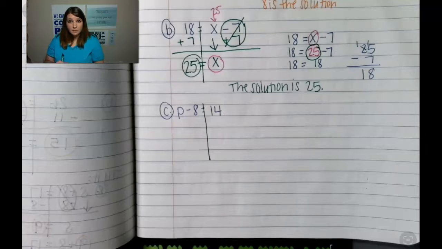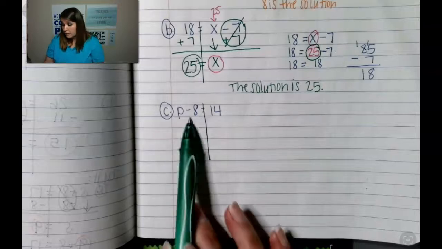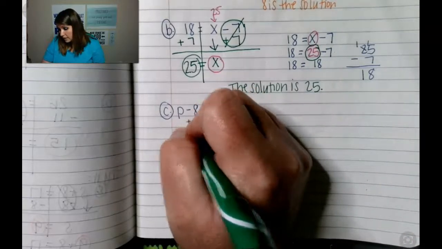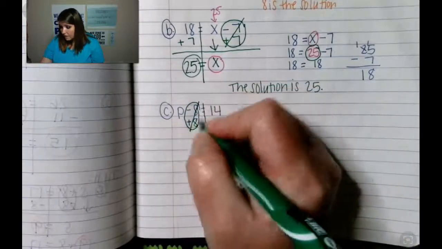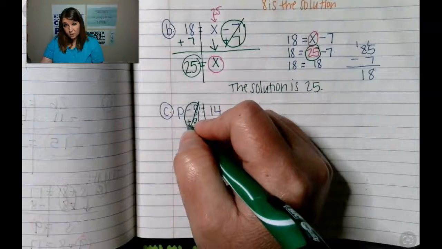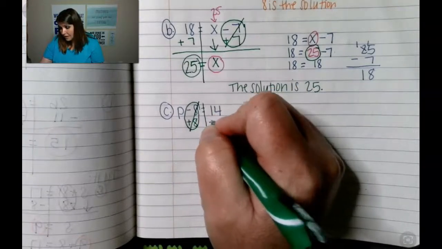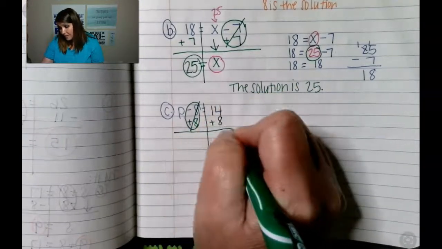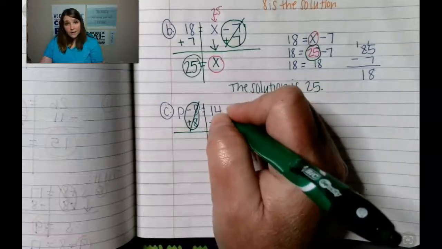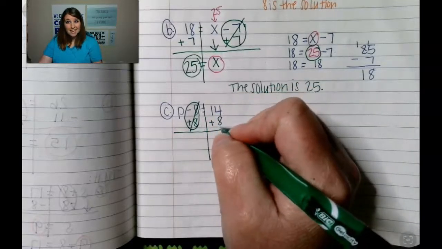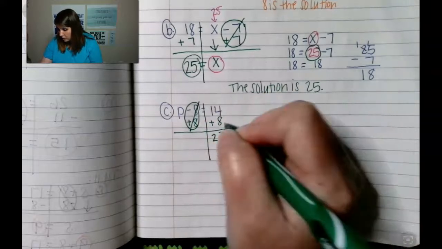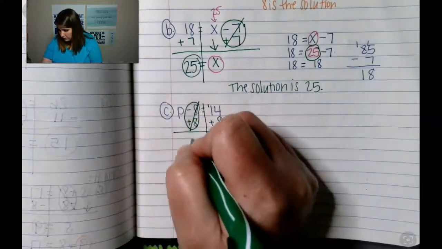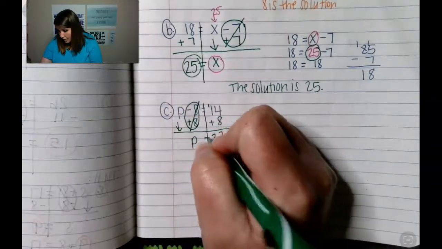Undo the negative 8 so we can isolate that variable. So if I have a negative 8, I want a positive 8. This now goes away. If I add 8 to this side of the scale, I need to add 8 to that side of the scale. So now I have 14 plus 8, and this gives me 22. Carry my 1 there, and there's my variable all by itself.